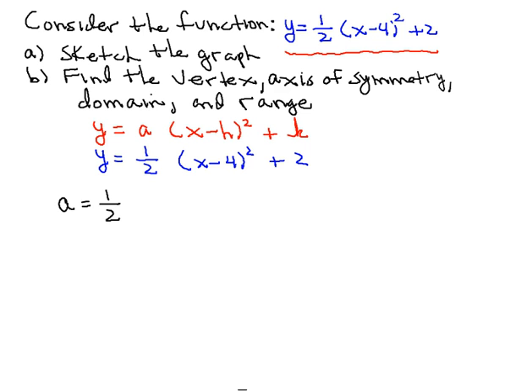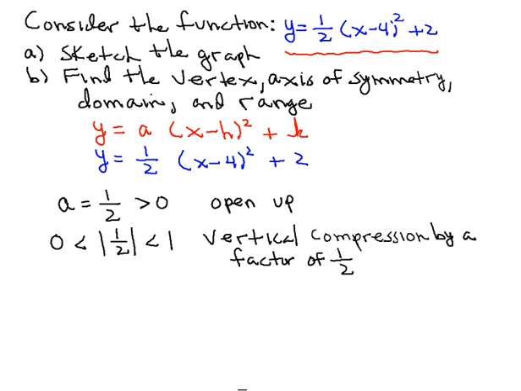Now what does that tell us about the graph? Well, first, because our value of a is greater than 0, that means our graph then will open up. Now second, because the absolute value of our a, which is the absolute value of 1/2, is less than 1, but greater than 0, that will tell us that we will have a vertical compression of this graph as it compares to the graph of y equals x squared. So if we state that formally, we can say that we have a vertical compression then by a factor of 1/2.